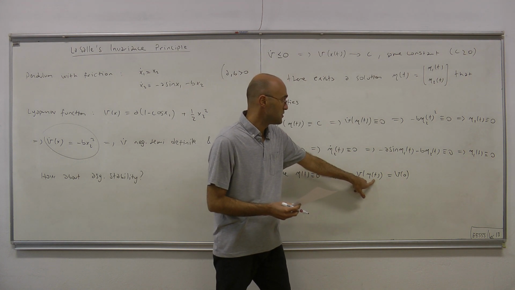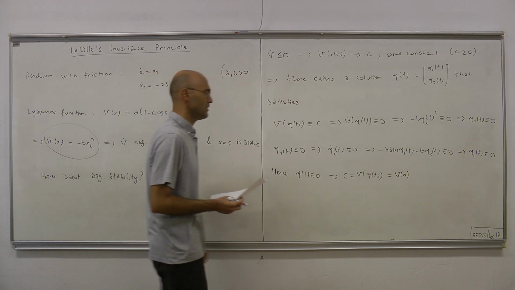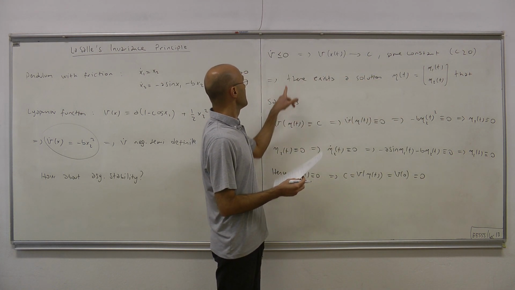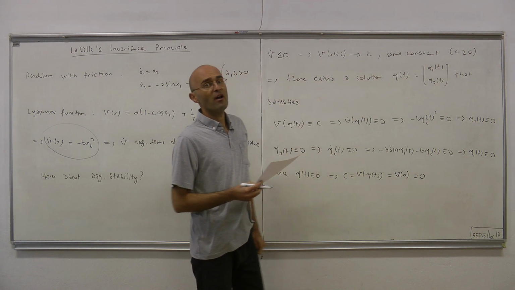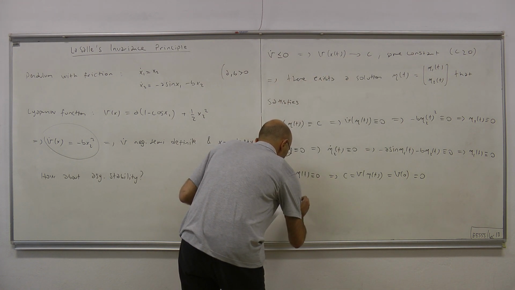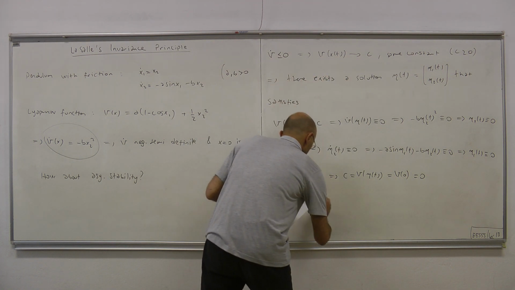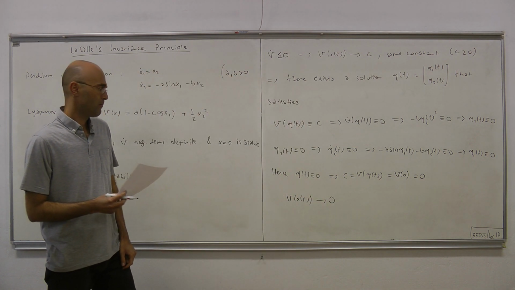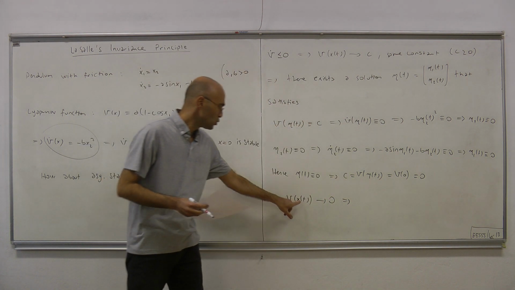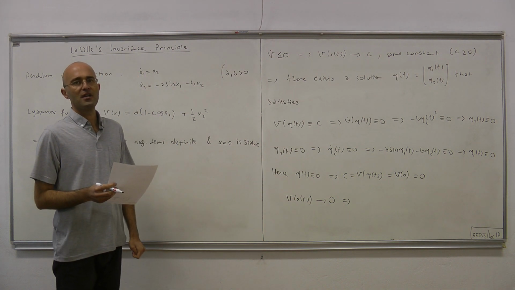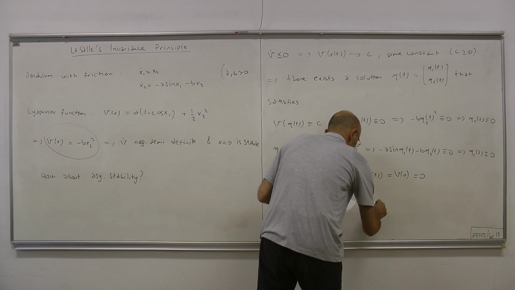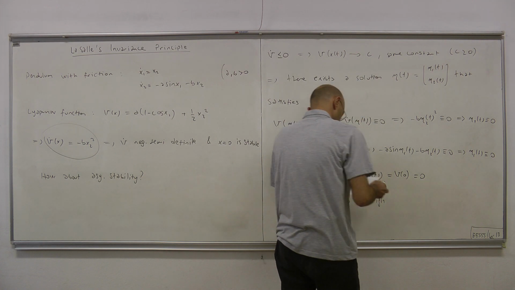V of 0 is 0, because eta t is 0, and because V is positive definite, this is 0. And the constant that V must converge to can be no other than 0. Hence, V of x of t must converge to 0. Then, because V is a positive definite function, the solution itself must converge to 0. Hence, the origin is asymptotically stable.